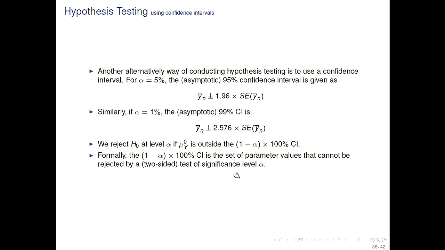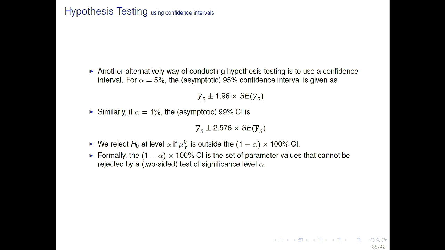Let me emphasize just once again. The right interpretation of confidence interval is the set of parameter values that cannot be rejected by a two-sided test of significance level of alpha. And whenever you have alpha significance level, the associated confidence interval is the 1 minus alpha times 100% confidence interval.